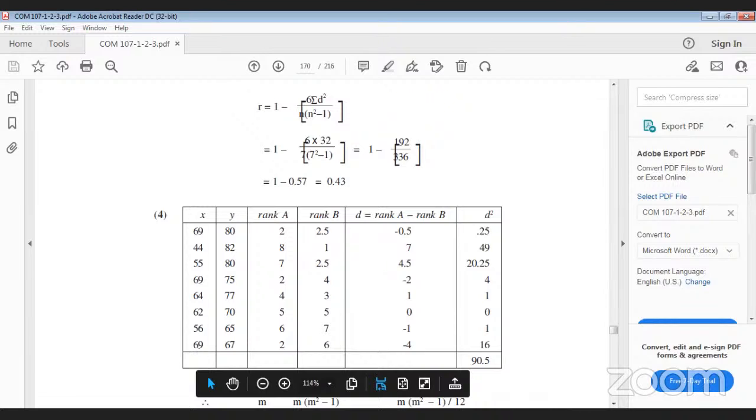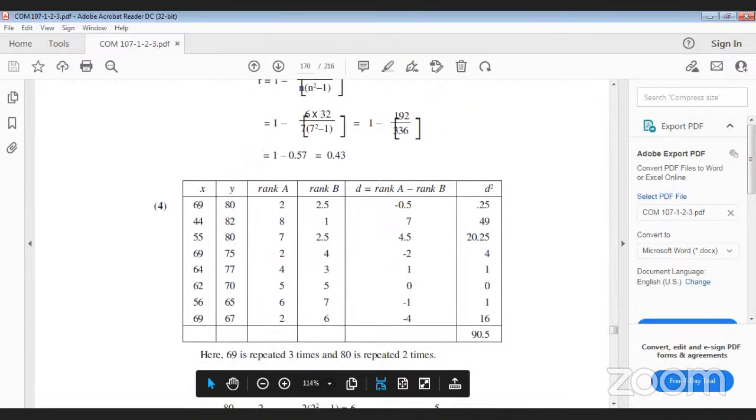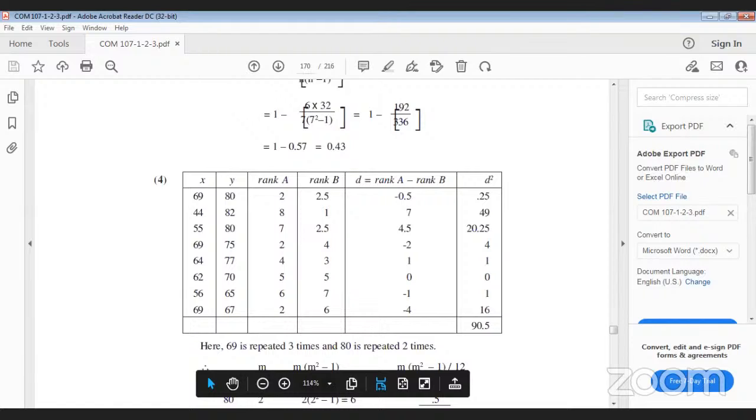Then 2 minus 6. Here also we can't subtract 6 from 2, but we can subtract 2 from 6, and 6 is the larger number. It has the minus sign, so the answer is minus 4 here. Then you will find the fifth column: minus 0.5, 7, 4.5, minus 2, 1, 0, minus 1, and minus 4. These are the differences. Now in the last column, we have to make the square of these fifth column numbers.